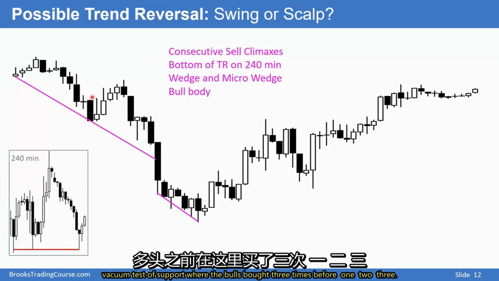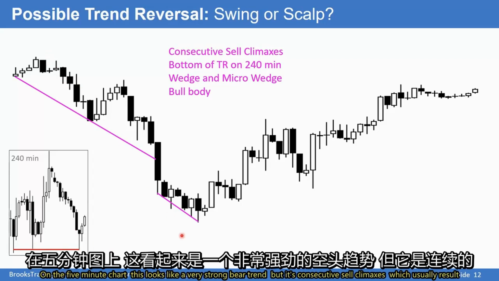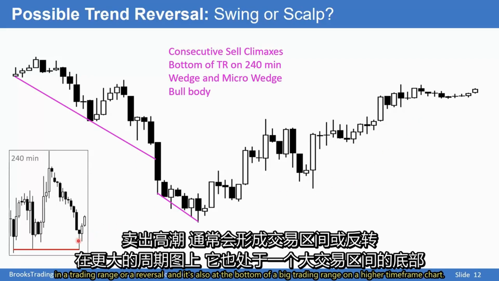1, 2, 3. On the 5-minute chart, this looks like a very strong bear trend. But it's consecutive sell climaxes, which usually result in a trading range or a reversal. And it's also at the bottom of a big trading range on a higher time frame chart.